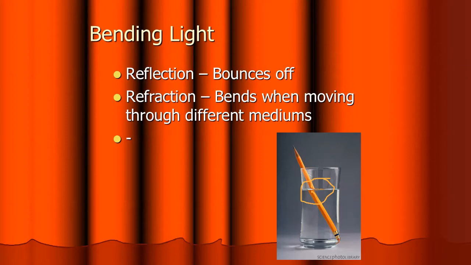So refraction is when light gets bent when moving through different mediums. And you guys should know what the word medium means by now. That is the thing that the light is going through here. So in this case, it's going through air, and then it's going through the glass and through the water. And when that happens, the light kind of gets bent like that.